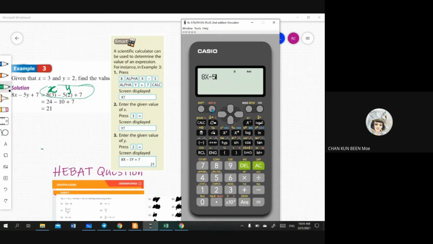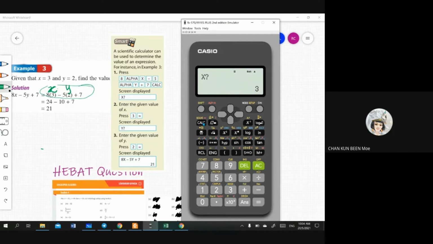So press the same button, alpha, and you look for the y. Can you see this y over here, the SD button? Yes. Okay, so you can see x minus 5y. And then you press plus 7. Then you press the equal sign. You will get 16, right? But that is not correct because we haven't substituted the value yet.